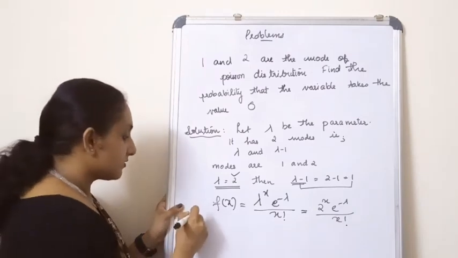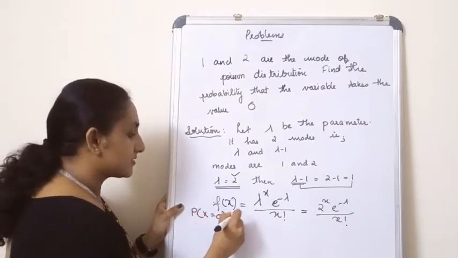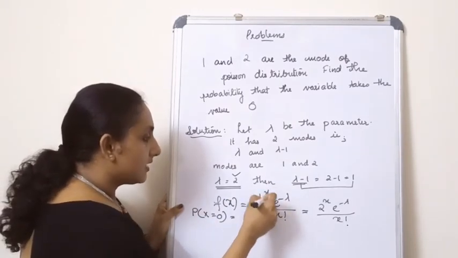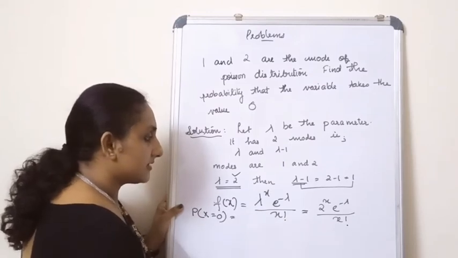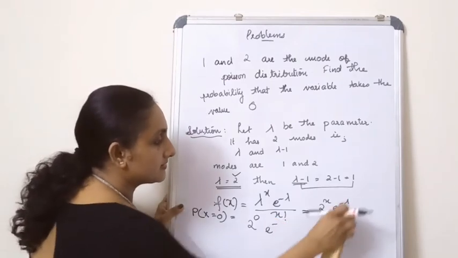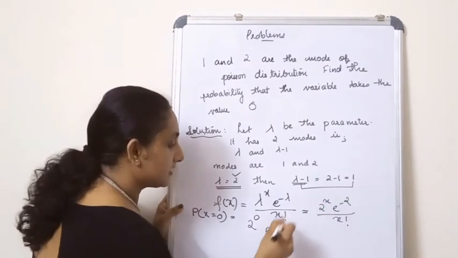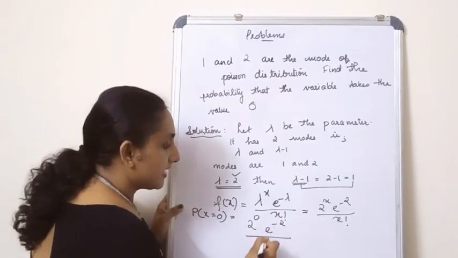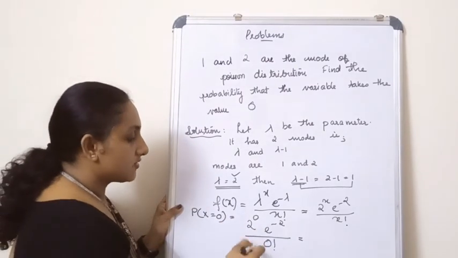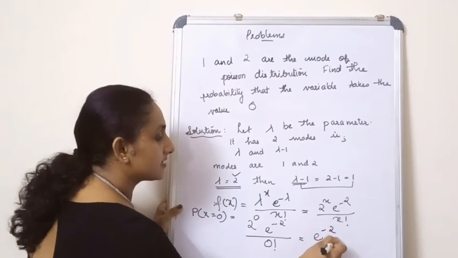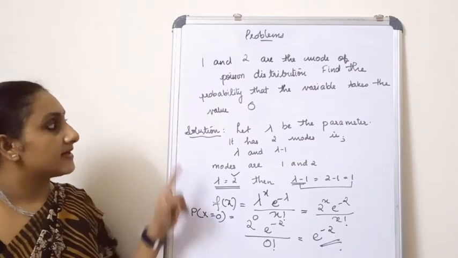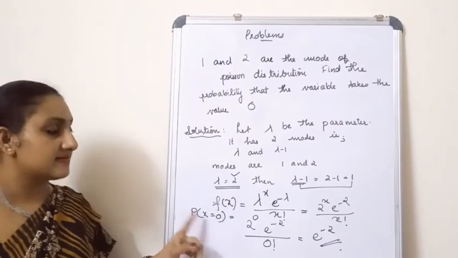Now what are you asked to find out? Probability of X is equal to 0. Right. Now what is the probability of X equal to 0? Instead of lambda, in this case it is 2 raised to, instead of x you write 0, e raised to minus 2, divided by 0 factorial. 2 raised to 0 is 1, and 0 factorial is also 1. So the final answer is e raised to minus 2, and this is the probability that the variable takes the value 0, or probability of X is equal to 0.